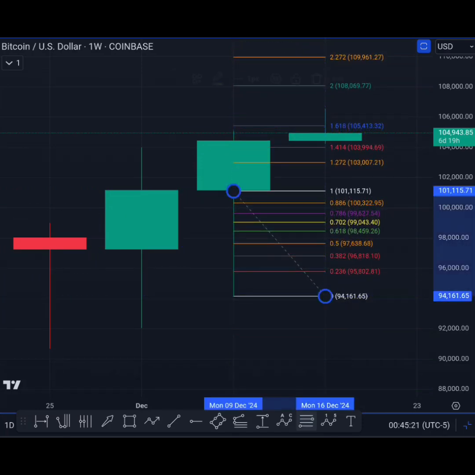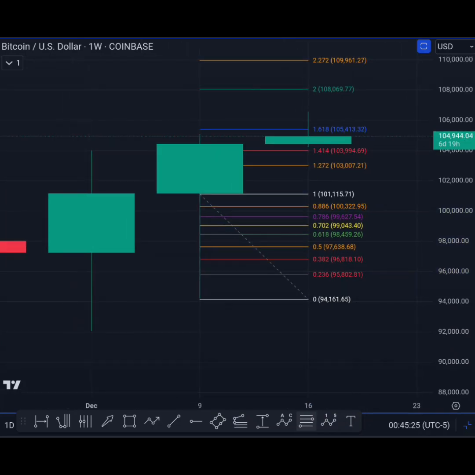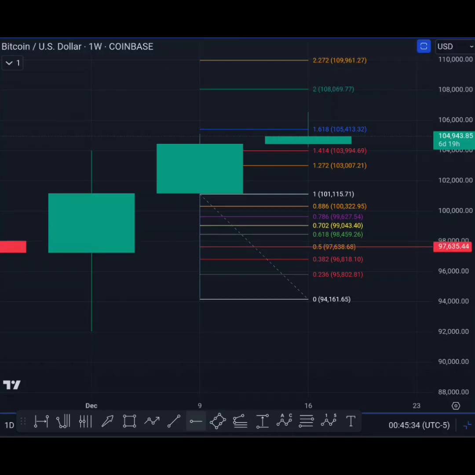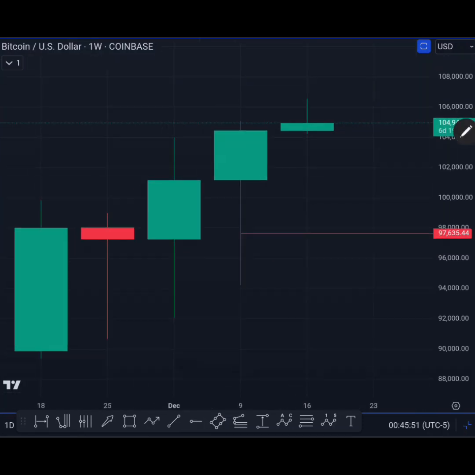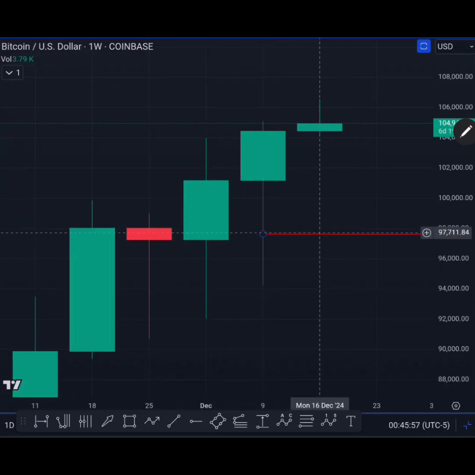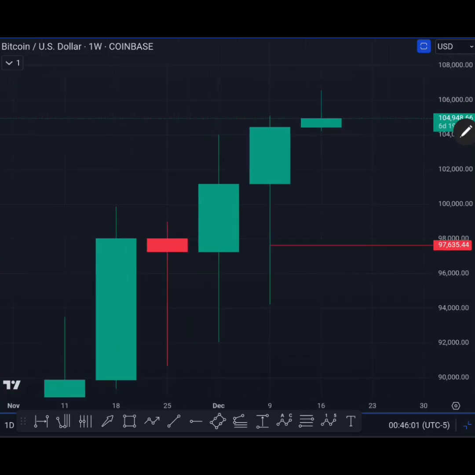We will mark off the zero point 0.5. That is at 97,638. So there's that. You can also see that it coincides pretty closely to these previous weekly closes. So that should be an important area if you do have an opportunity where price does come down there.